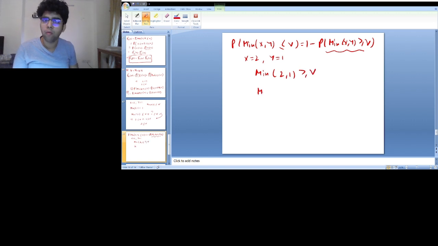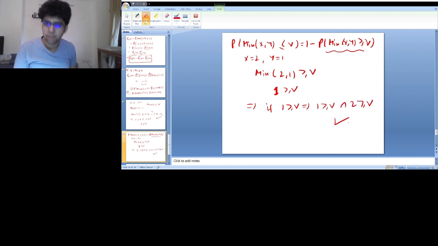So minimum of 2 and 1 is 1, so 1 is greater than or equal to v. Now we can say that if 1 is greater than or equal to v, we can imply that 1 is greater than v, intersection 2 is greater than v. This statement makes sense. But the previous statement was saying that because the minimum of 2 comma 1, which is 1, is less than equal to v, we can also imply that 2, which is the maximum, will also be less than equal to v. But this is not true.